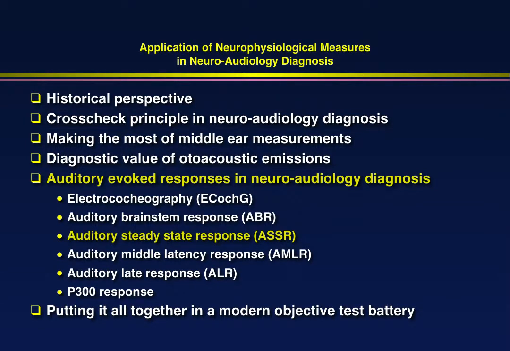We've come now to the final portion, the final third of the presentation on neuroaudiology diagnosis.